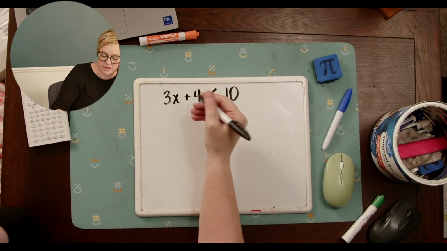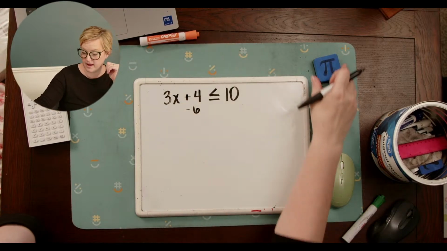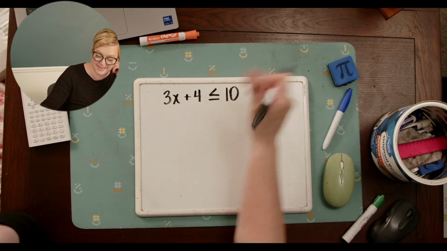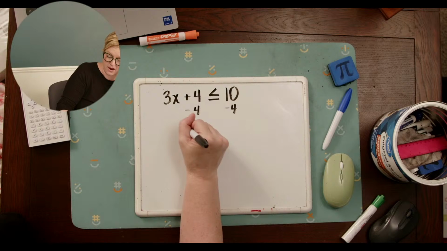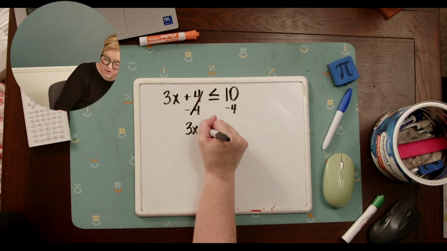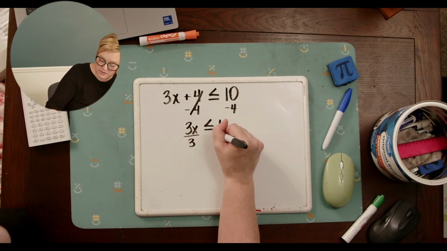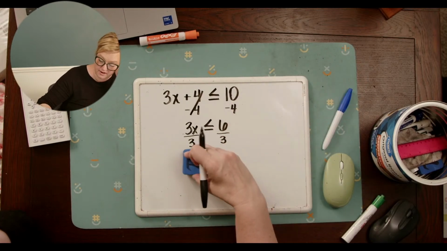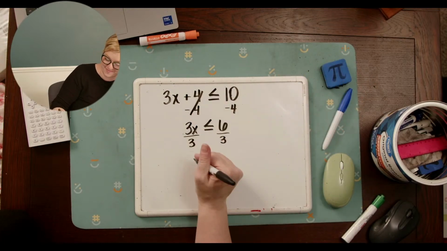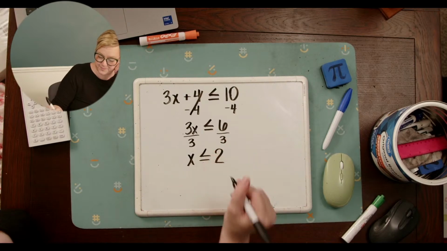So in this case, I'm going to solve it again, just like an equation. Subtract, whoa, I got ahead of myself. Not minus 6, minus 4 from both sides, right? So now I have those go away. So I have 3x is less than or equal to 6. And then I divide by 3 on both sides, and I get x is less than or equal to 2.